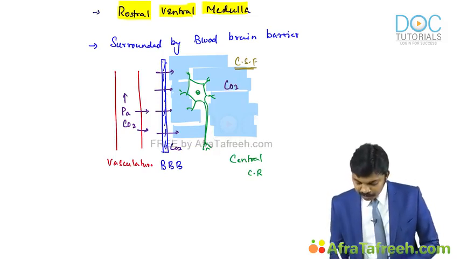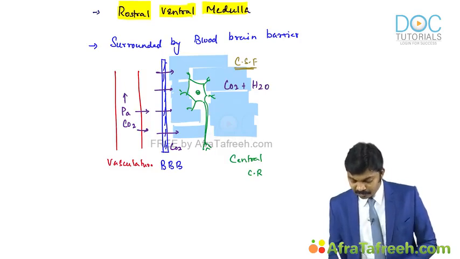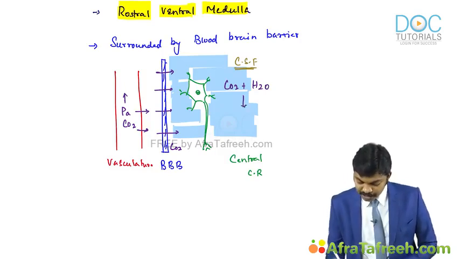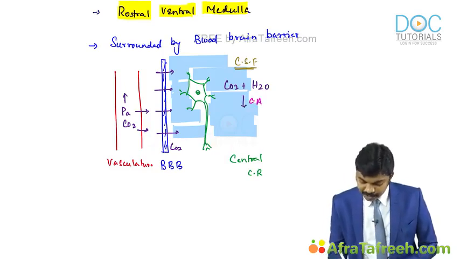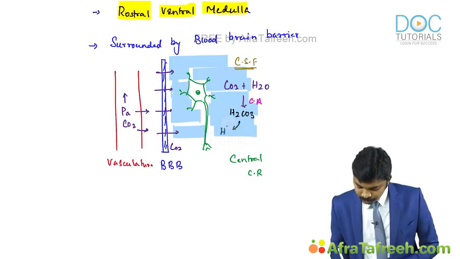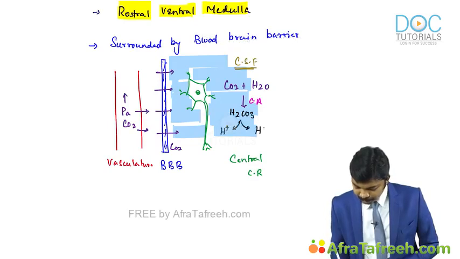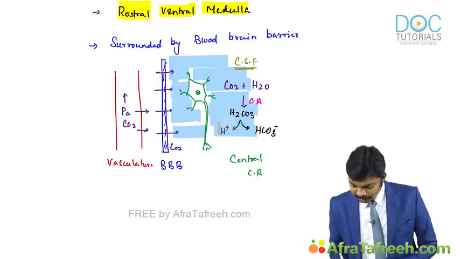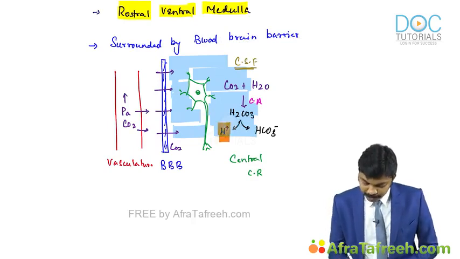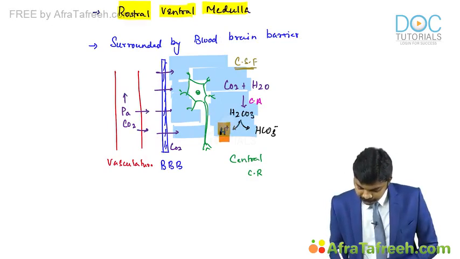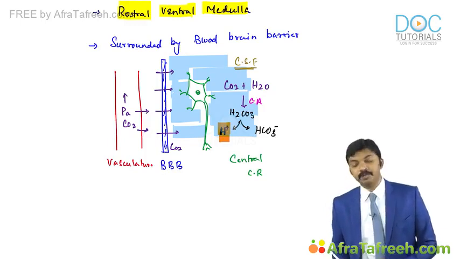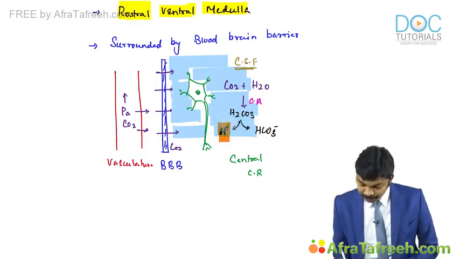In the cerebrospinal fluid, carbon dioxide is going to combine with the water of the cerebrospinal fluid. In the presence of the enzyme carbonic anhydrase, they form carbonic acid, which gets split into H plus ion and bicarbonate. Now the hydrogen ion that has been formed by the splitting of carbonic acid in the cerebrospinal fluid is going to trigger.